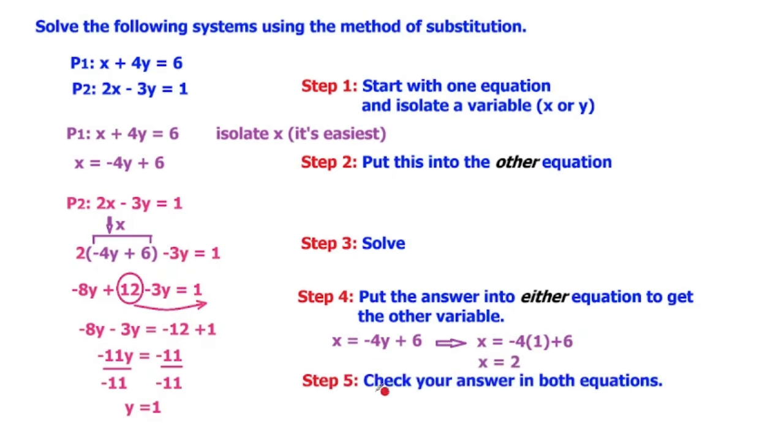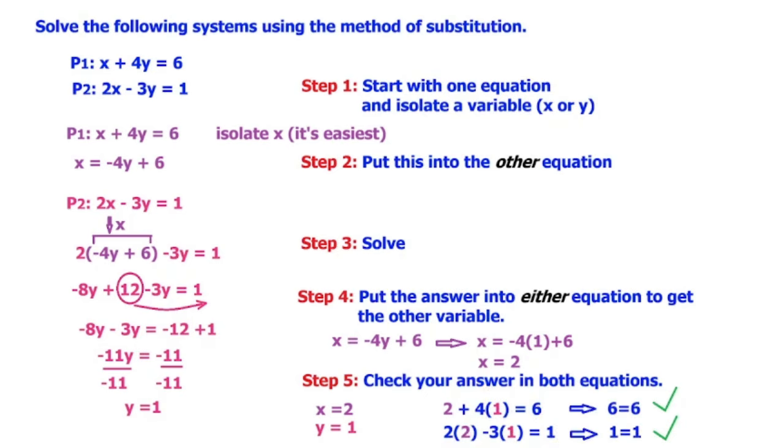Now the final thing we need to do is check your answer in both equations. So we put x equals 2 and y equals 1 into both of the equations. So this is P1, and we could see that 4 plus 2 equals 6, so 6 equals 6. That's right. 4 minus 3 equals 1. So we know that our checks are correct. And the answers we found are correct. And that's it. That's all there is to that problem.